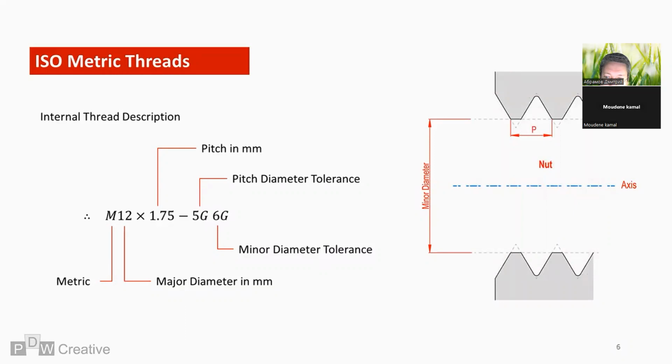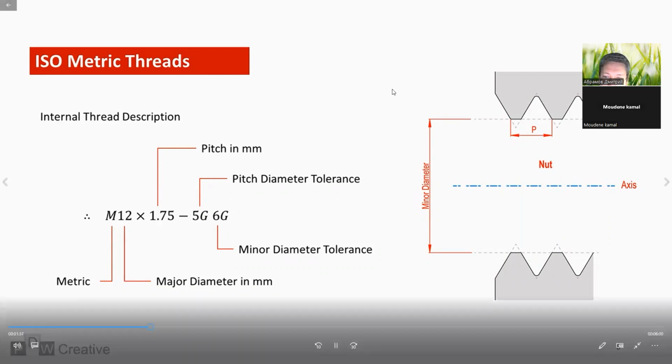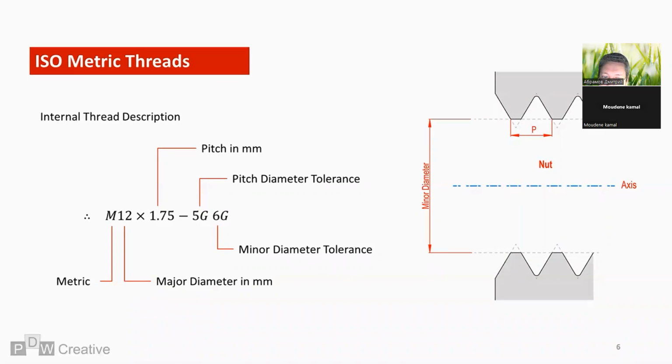The internal thread tolerance is accompanied by capital letters, and this means the deviation is positive. The nut internal thread cannot be smaller than the standard profile, so any tolerance must lead to an increase in size. The second letter and number combination for internal threads focuses on the minor diameter rather than the major diameter.